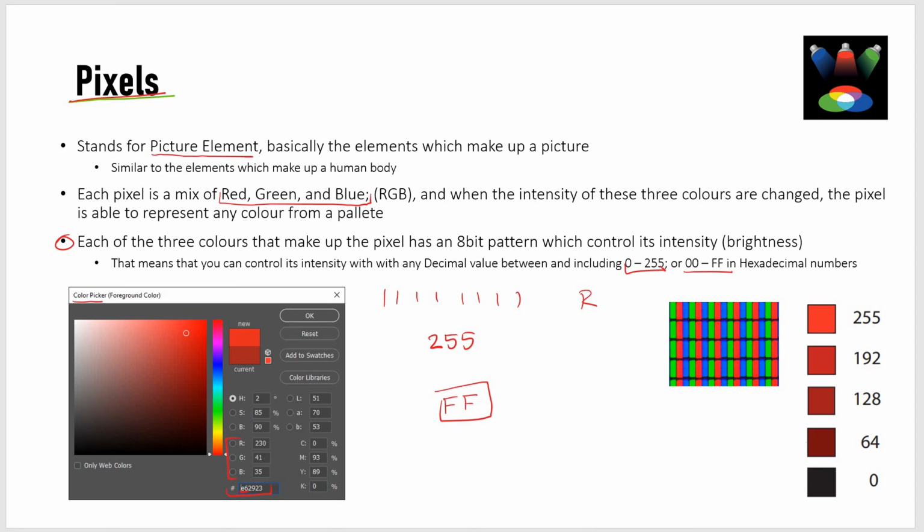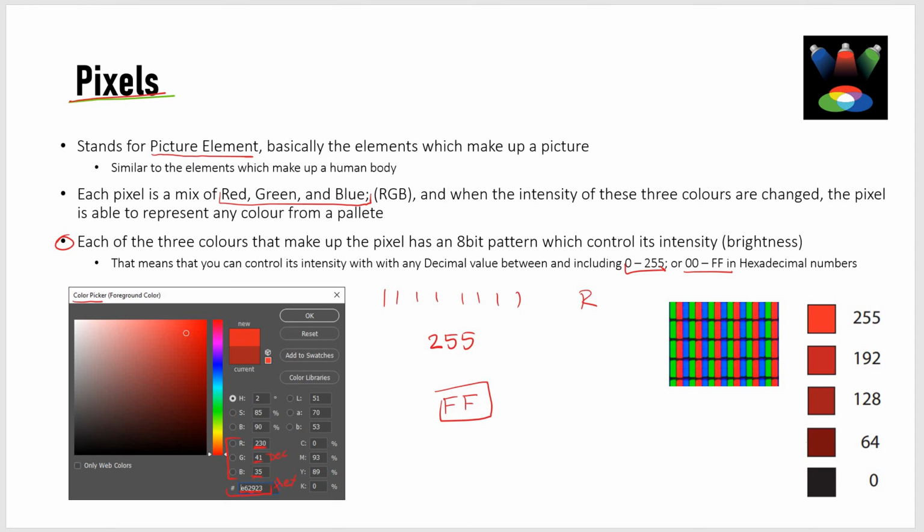The E6, for example, is representing the red, 230. The 29 is representing the 41, which is the green intensity, and the 23 is representing the 35 blue. So these are decimal numbers, these are hex, and you wouldn't really find a binary representation with these color pickers, because it's too confusing for the user to work with binary numbers at this level. That's why we use a more compact form like decimal or hexadecimal numbers.